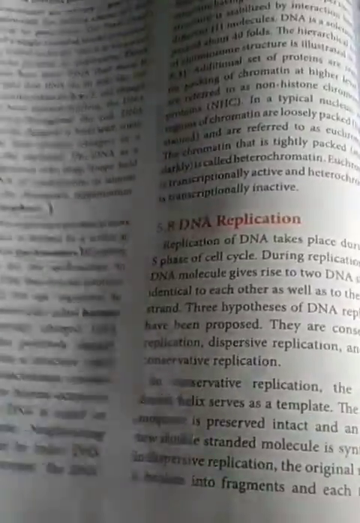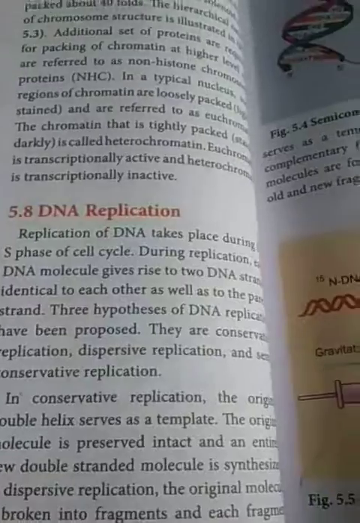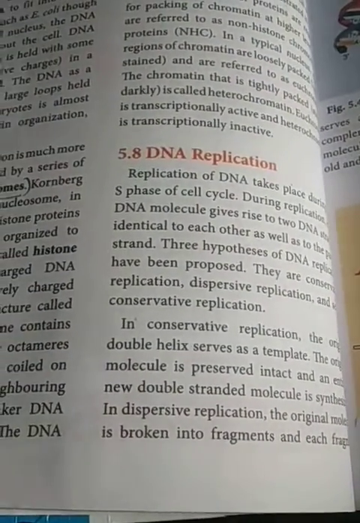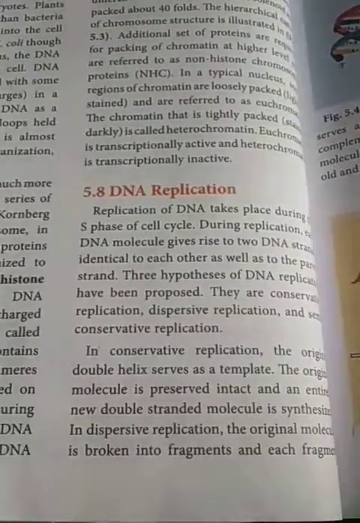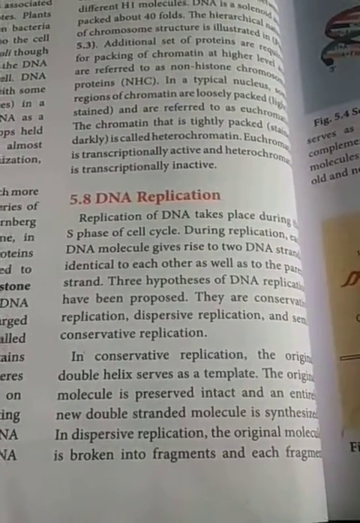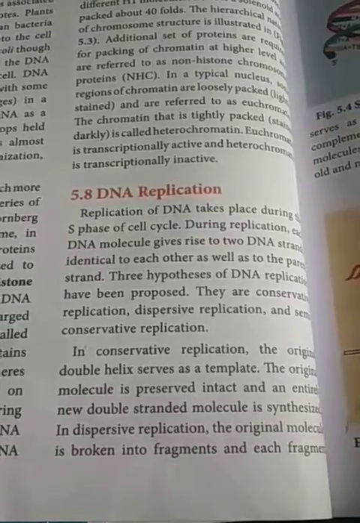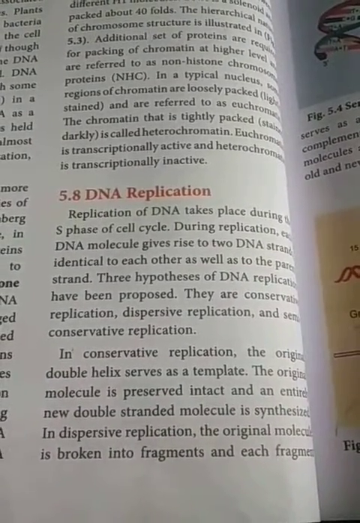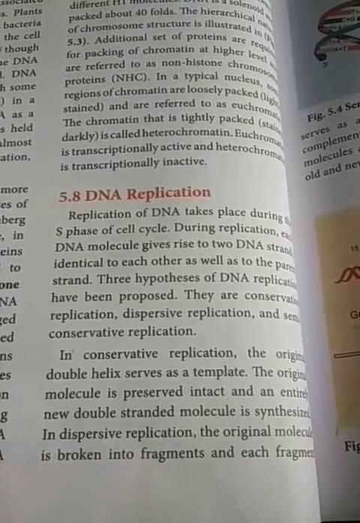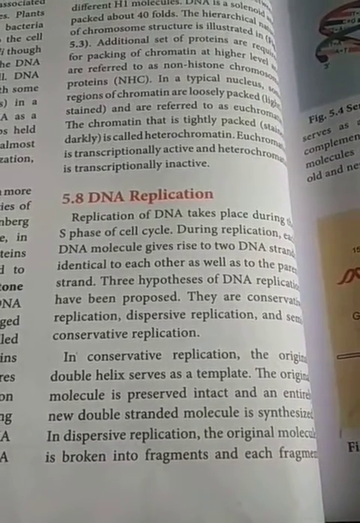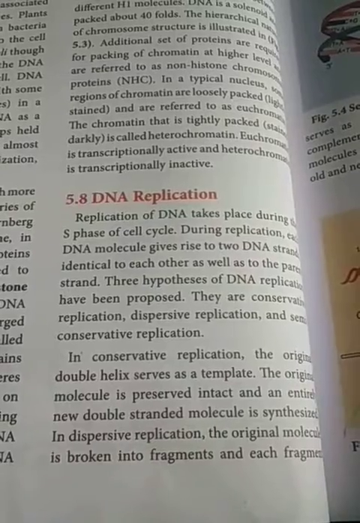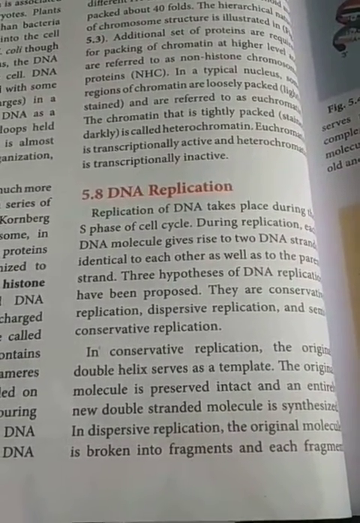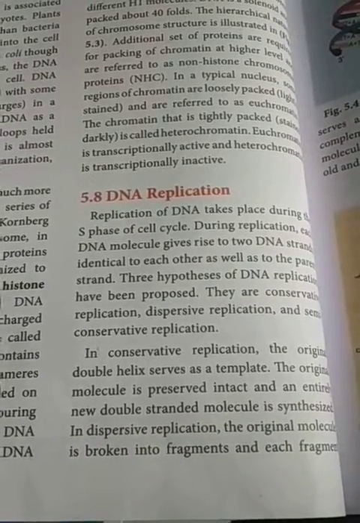Okay, next we are going to discuss the replication of DNA. Replication, as I have already said, means multiplication. The DNA can produce the same copies of itself. That process is known as replication. So replication of DNA takes place during the S phase of the cell cycle. In cell division, a single cell is divided into two. That is known as the cell cycle.